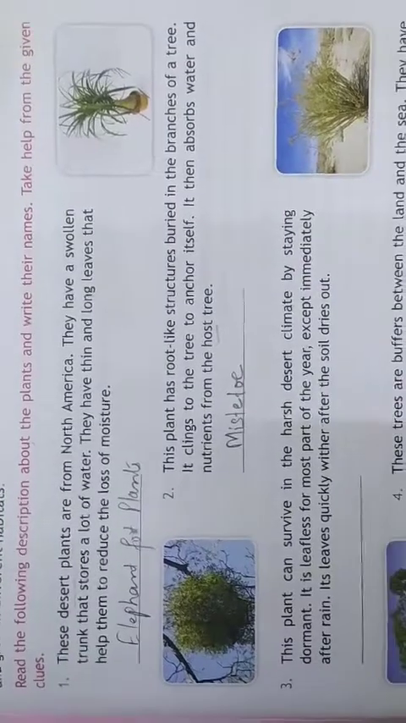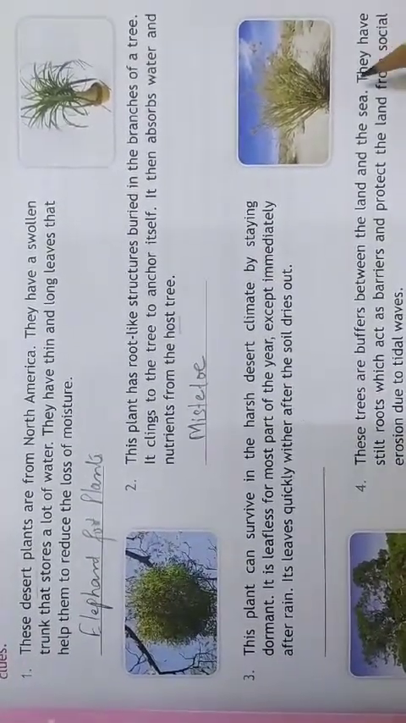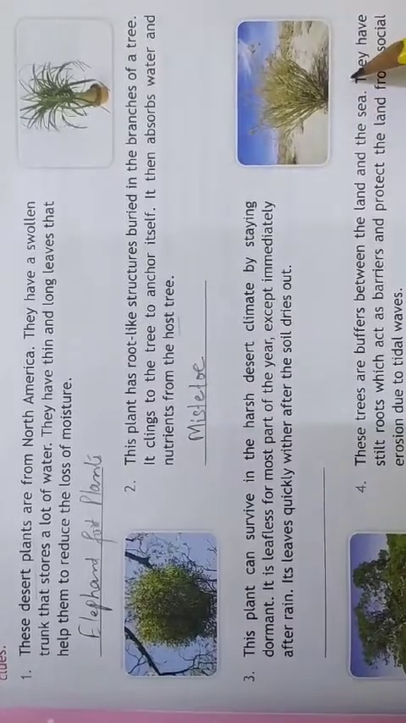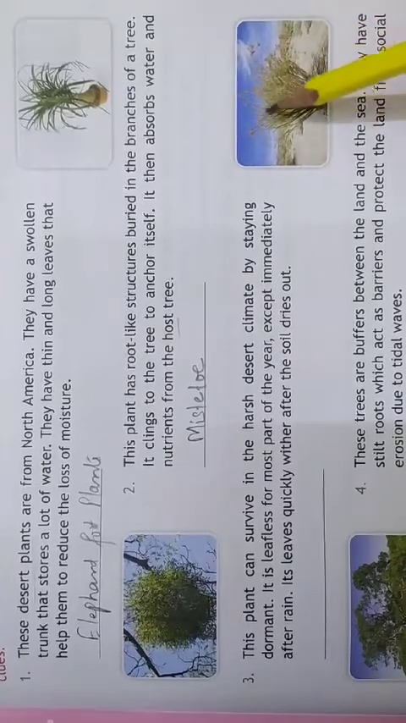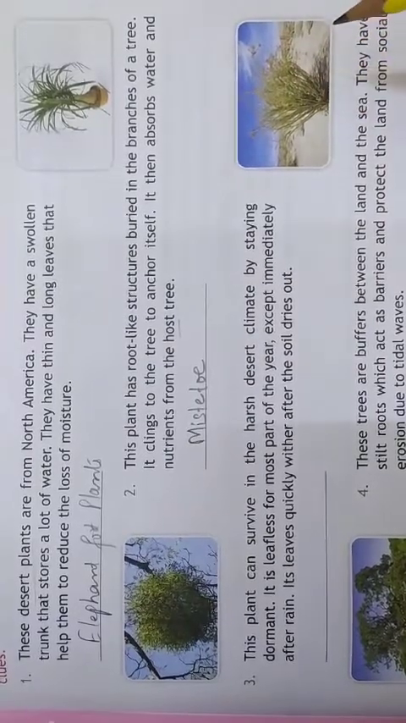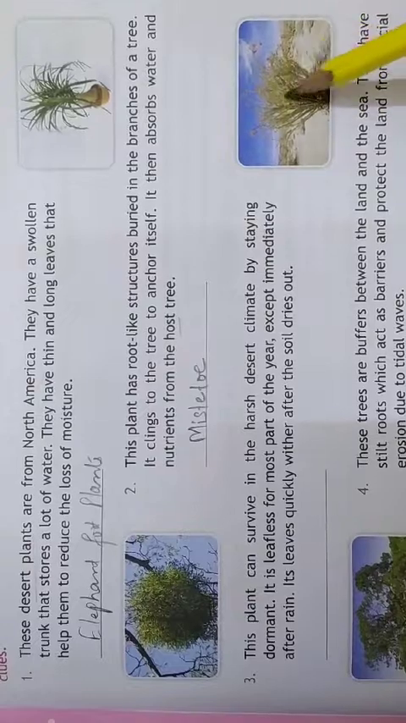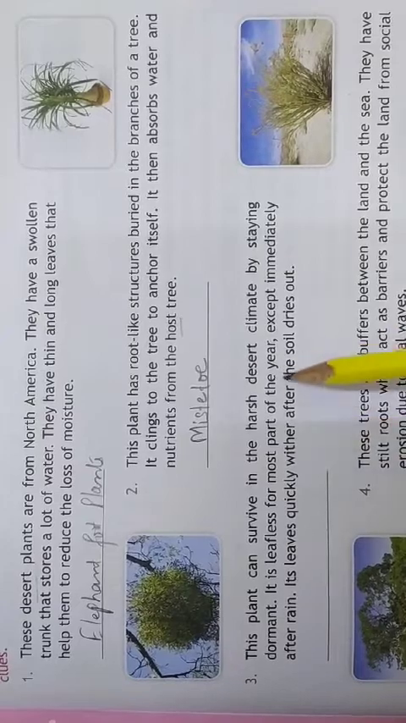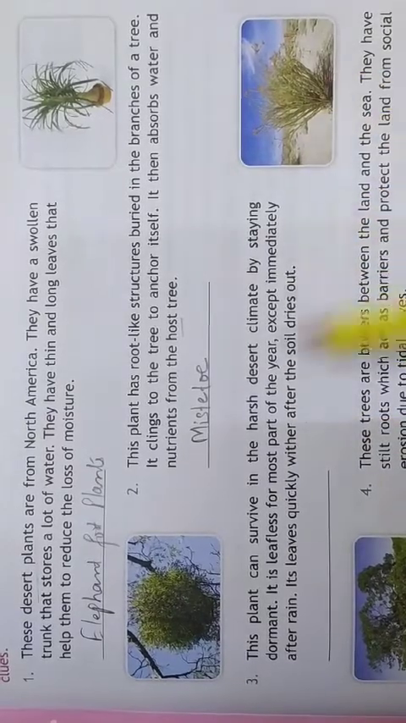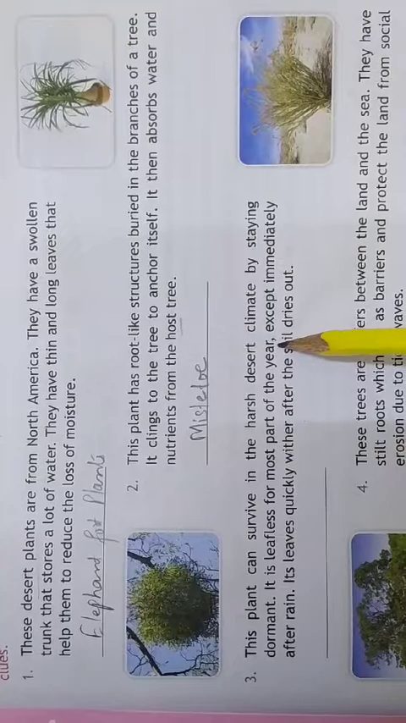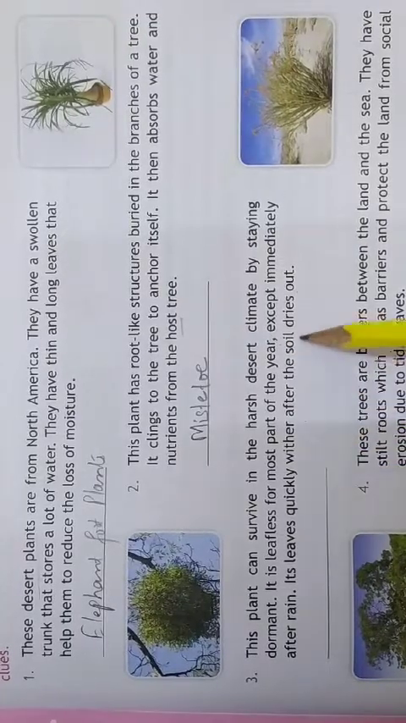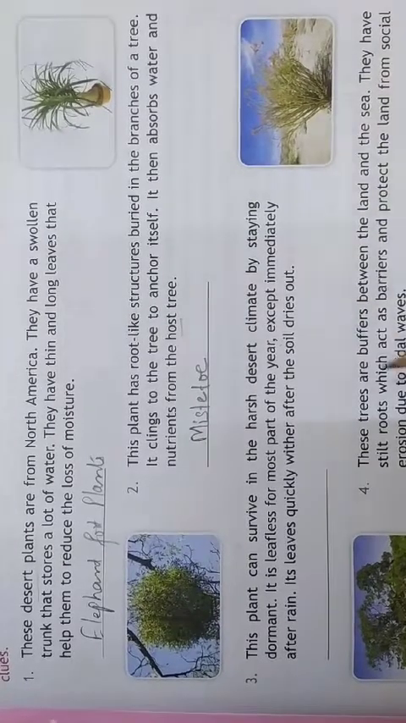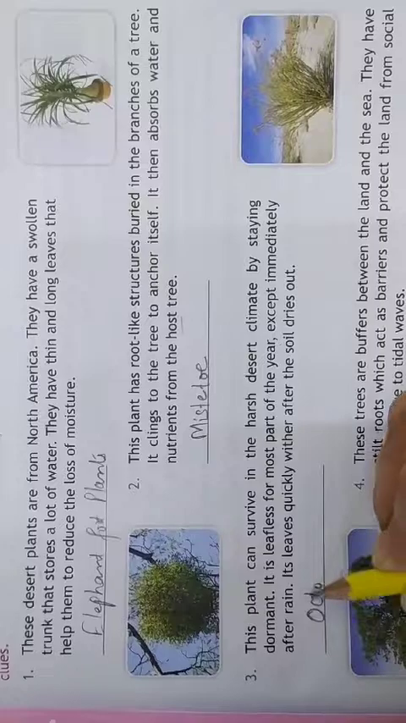The next one is: this plant can survive in the harsh desert climate by staying dormant. Dormant means inactive. Usually, when it is rainy season, whenever the rain is there, this plant will bear flowers and leaves only for that short period. Otherwise, for most of the year it is without any leaves. It is leafless for most part of the year, and its leaves quickly wither after the soil dries out. And we call this plant ocotillo.